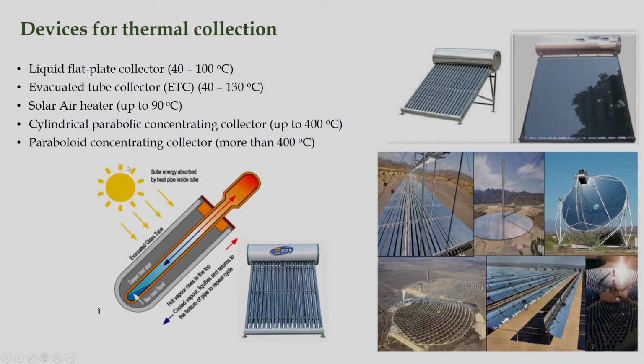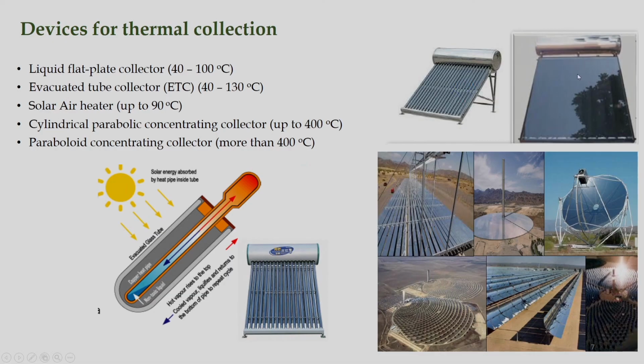So, here what you can see, this is a device for thermal collections. What are the different devices available for thermal collections? Firstly, we will name liquid flat plate collectors. If your required temperature is between 40 to 100 degrees C, you will always go for a liquid flat plate collector. So, these liquid flat plate collectors are something like this.